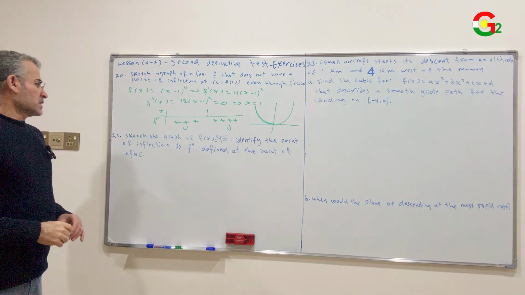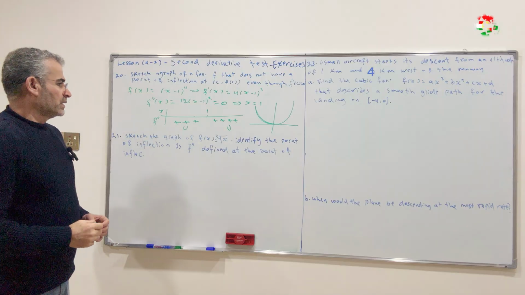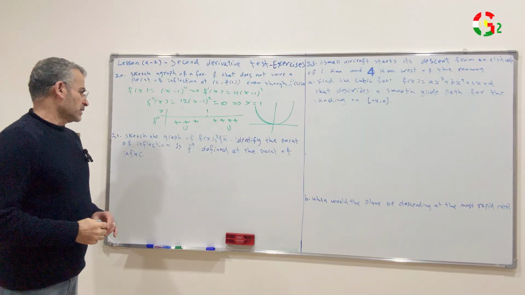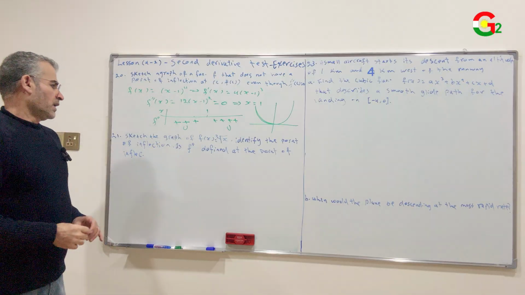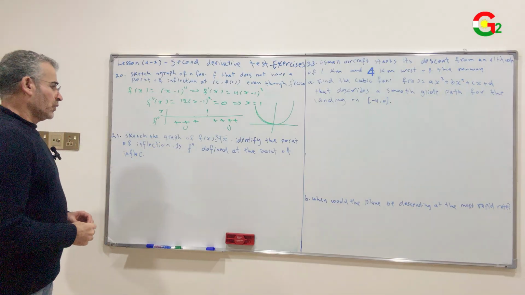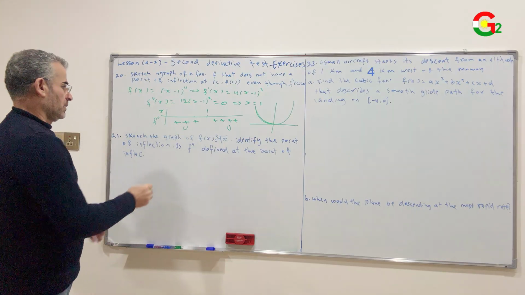Question number 21, sketch the graph of f of x equal cube root of x. Identify the point of inflection. Is f double prime defined at the point of inflection? Let us see.